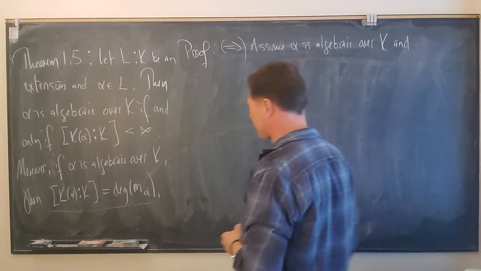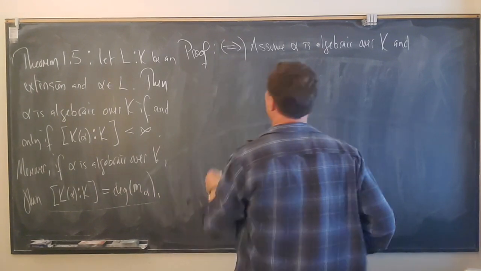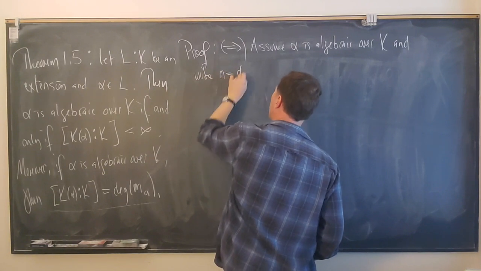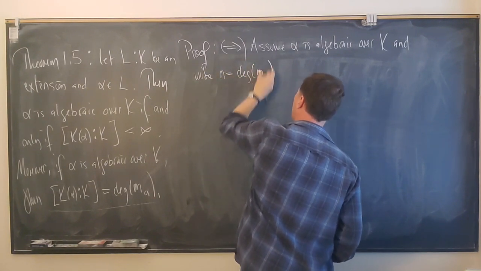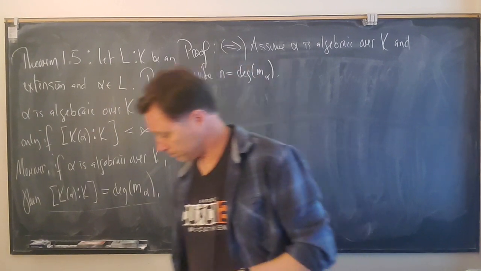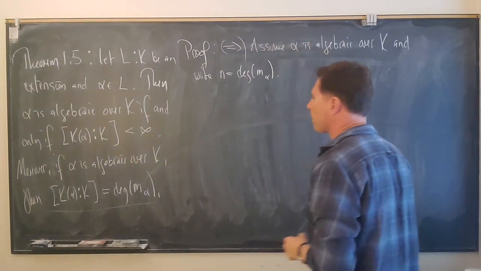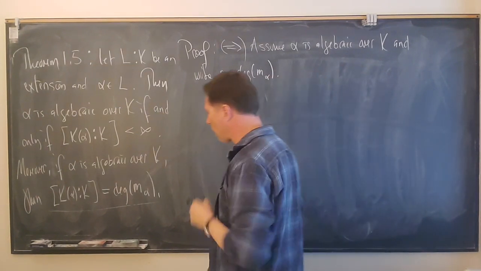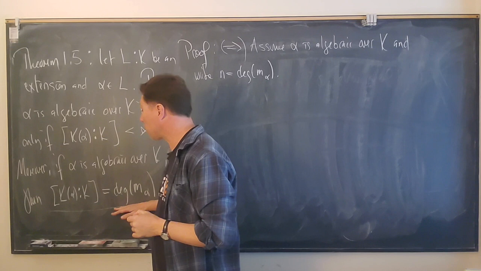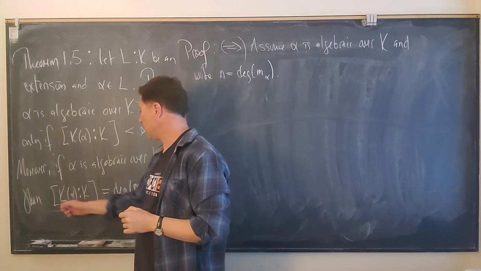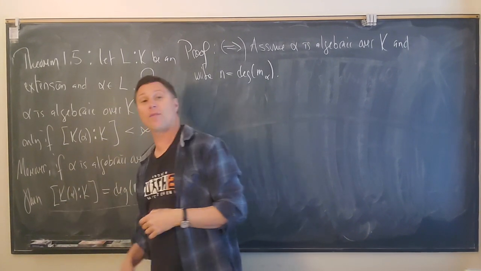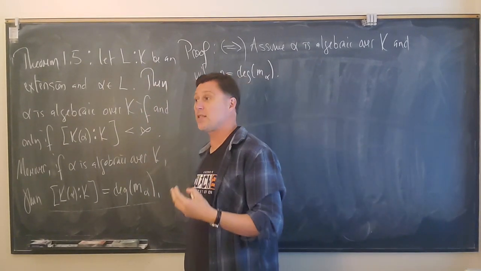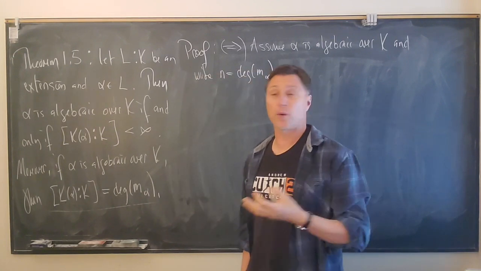So let's give this a number. Let's write n for the degree of the minimal polynomial. Now, I want to show that this degree then is equal to n. Remember, the degree is the dimension of K adjoint alpha as a vector space over K. So to find the dimension, I mean, the dimension is the number of elements in a basis, so I want to produce a basis.